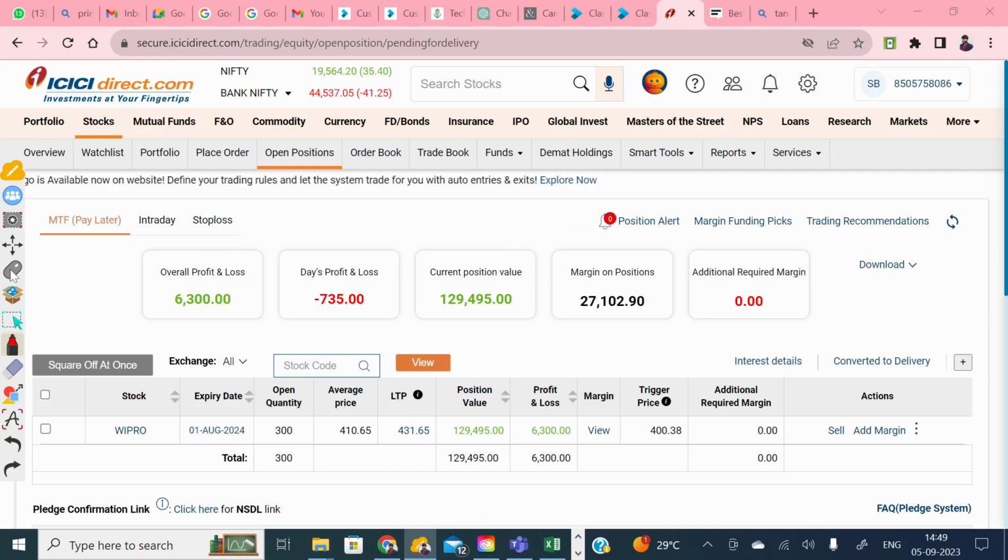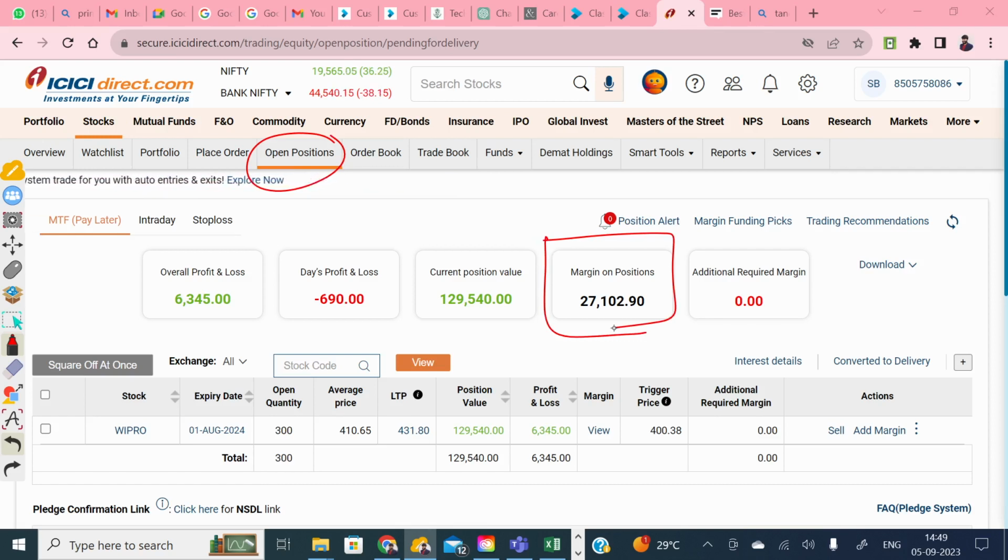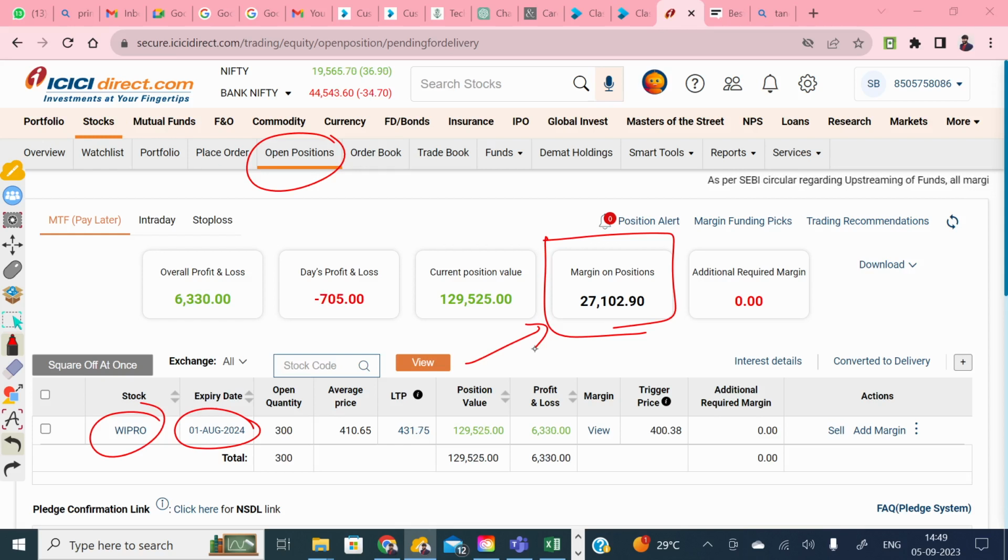So let's start. If you see positions here, it means I have paid around 27,000 to purchase the Wipro securities, right? I have purchased this particular Wipro security with a margin of 27k, and if you see the expiry date of 1st of August 2024, it means this particular position or contract will expire on that date, and that's what I have paid 27,000 for.